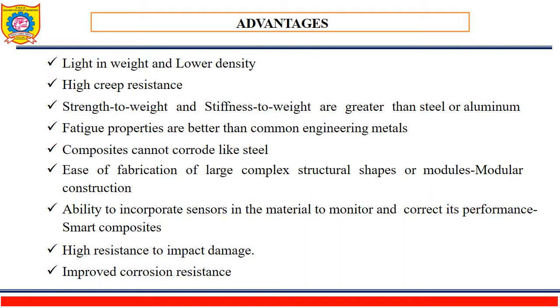Ease of fabrication of large complex structural shapes or modules, that is modular construction, is available with composite materials. There is also the ability to incorporate sensors in the material to monitor and correct its performance, such as smart composites. High resistance to impact damage is another advantageous feature of composites. Improved corrosion resistance is also another feature of composite materials.